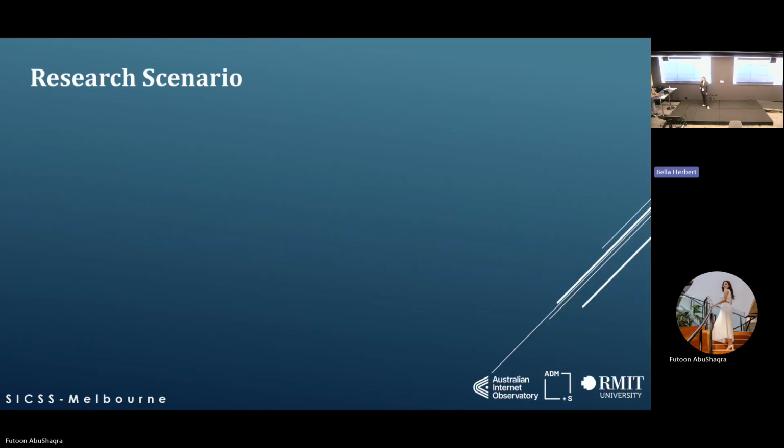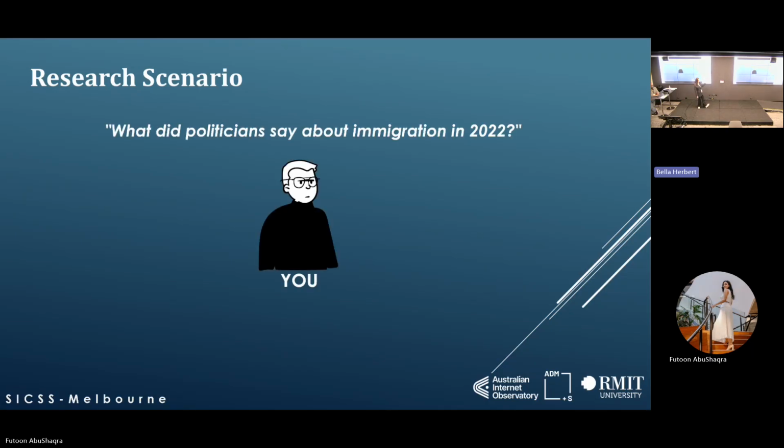I think most of you here are researchers who have worked on big data, maybe text documents, data from digital platforms, social media posts that you have collected, speech from interviews, surveys that you have collected, right? If that's the case, then this is you. And you have to do this simple research: what did politicians say about immigration in 2022? How would you do that?